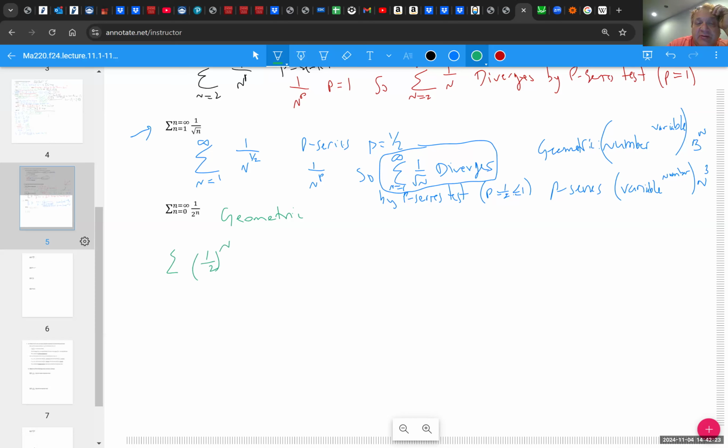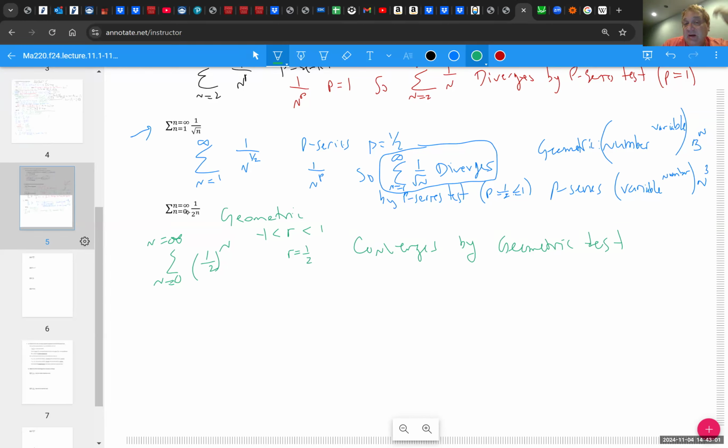And because the value of r is between -1 and 1, r is a half, right? Our base being raised is a half. We know this converges by the geometric test. But what I want to do is show you that this also converges using the integral test. So I want to just practice the integral test and the p-series test a couple of times. So we do know this converges by geometric test.